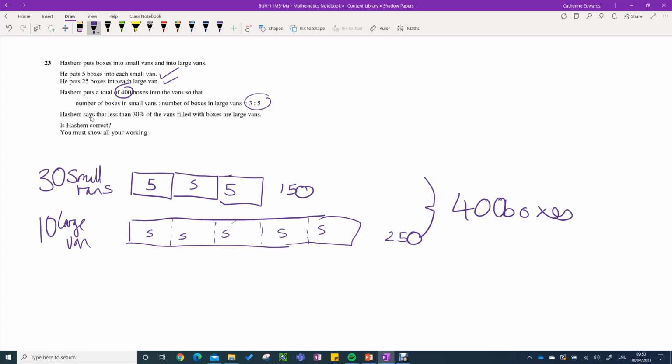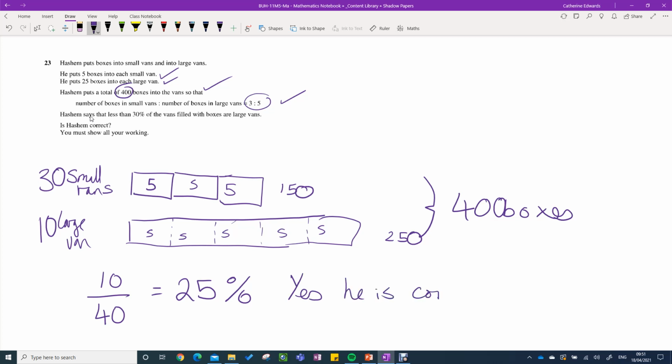Okay, so I've used up all this top bit of information. Hashem says less than 30% of the vans filled with boxes are large vans. Well, let's see, we've got 10 large vans out of 40 vans altogether, which is 25%. Is 25% less than 30%? Yes, he is correct.